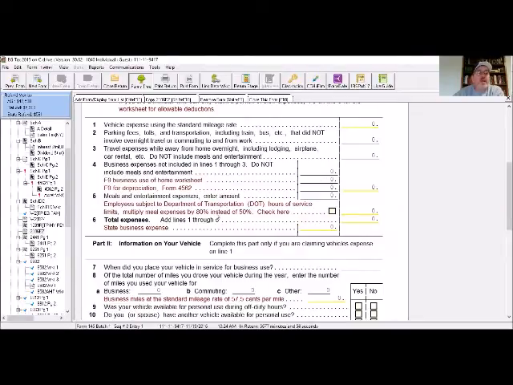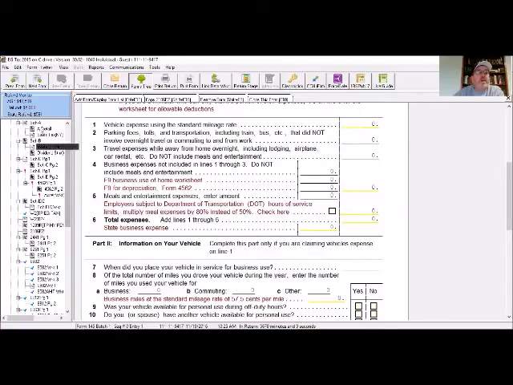Here's the one if you have an over-the-road trucker, okay, that they're not reimbursed. You can see that they get 80% of whatever that per diem is. So if it's $63 for the high-low method, you can put that in here for them on that calculation.